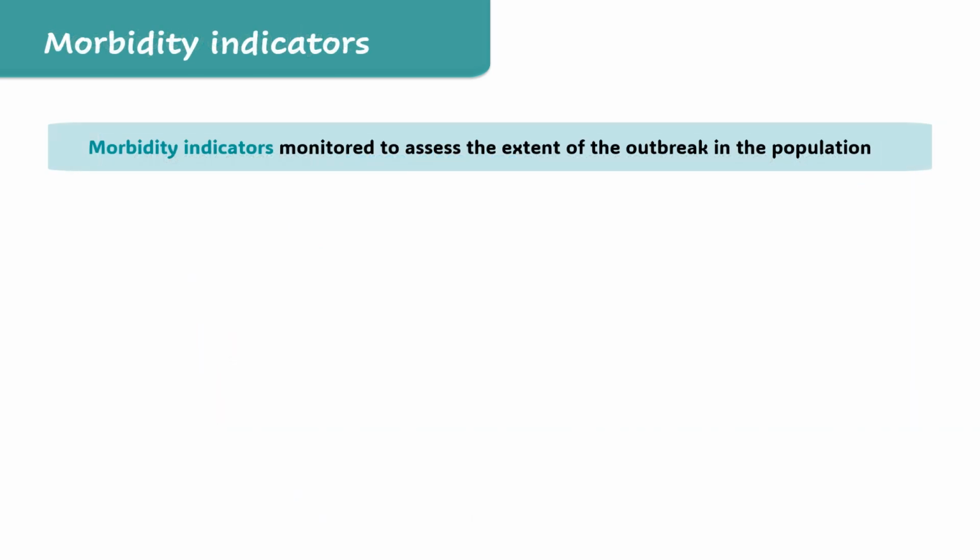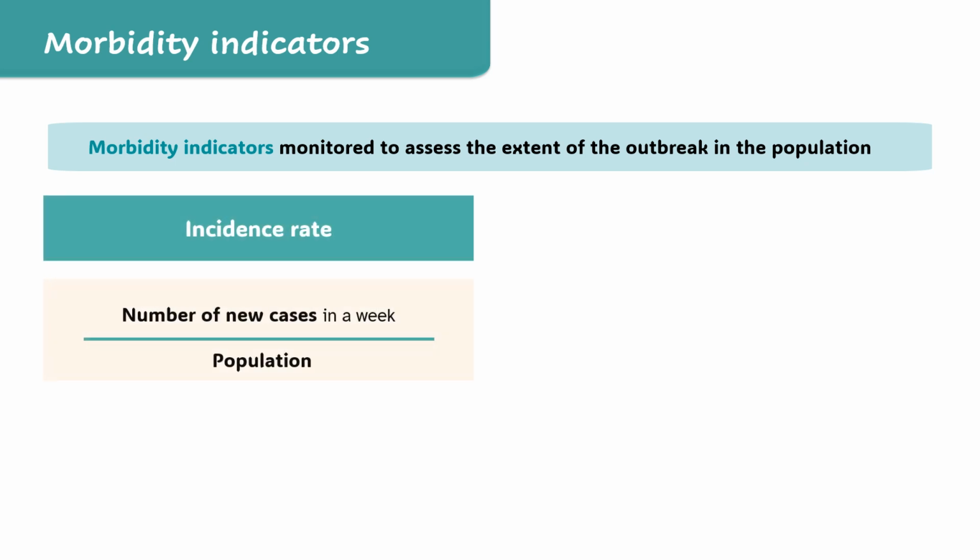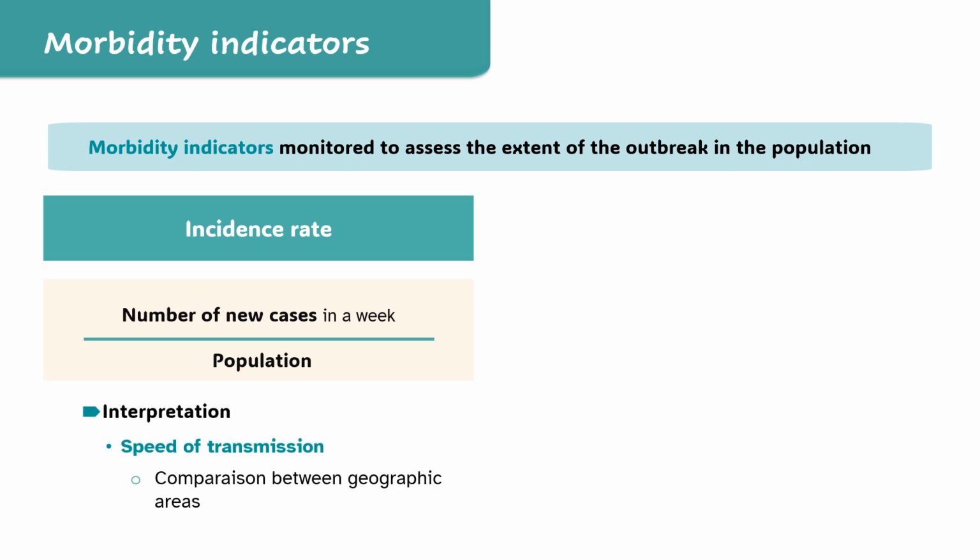Morbidity indicators are calculated and monitored at the surveillance unit level or lower level as part of the weekly data analysis in order to assess the extent of the outbreak in the population. The weekly incidence rate is calculated as the number of new cases reported on a given week in a given geographic area over the population living in this area. Monitoring the incidence rate is essential to compare the speed of transmission between geographic areas and to assess whether transmission is increasing or decreasing over time.